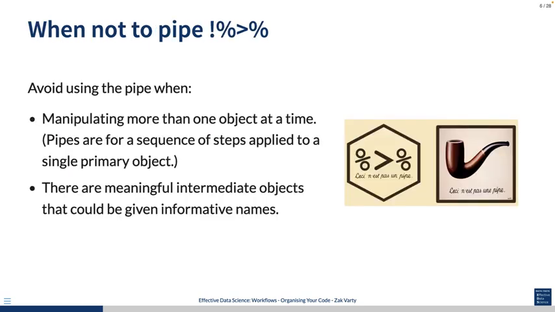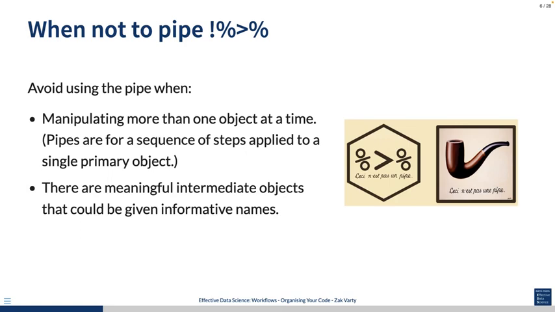Pipe operators are designed to put the focus on the actions that you're performing rather than the object that you're performing those actions on. This means that there are 2 cases where you should almost certainly not use a pipe. The first of these is when you need to manipulate more than one object at a time. Of course, using secondary objects as reference points but leaving them unchanged is perfectly fine, but pipes should be used when applying a sequence of steps to create a new modified version of a single primary object.